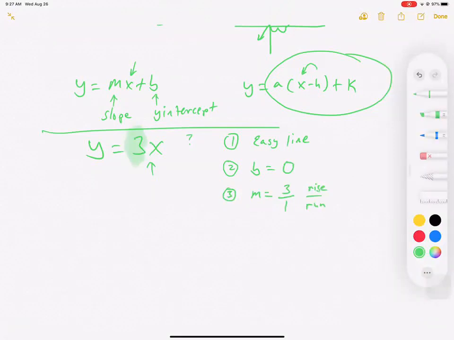So when we graph it, my starting value is: first graph the b. Since this is an easy line, we're just going to graph our two main points, our y-intercept, which is 0, and my slope, which is a rise of 3, 1, 2, 3, for every run of 1.